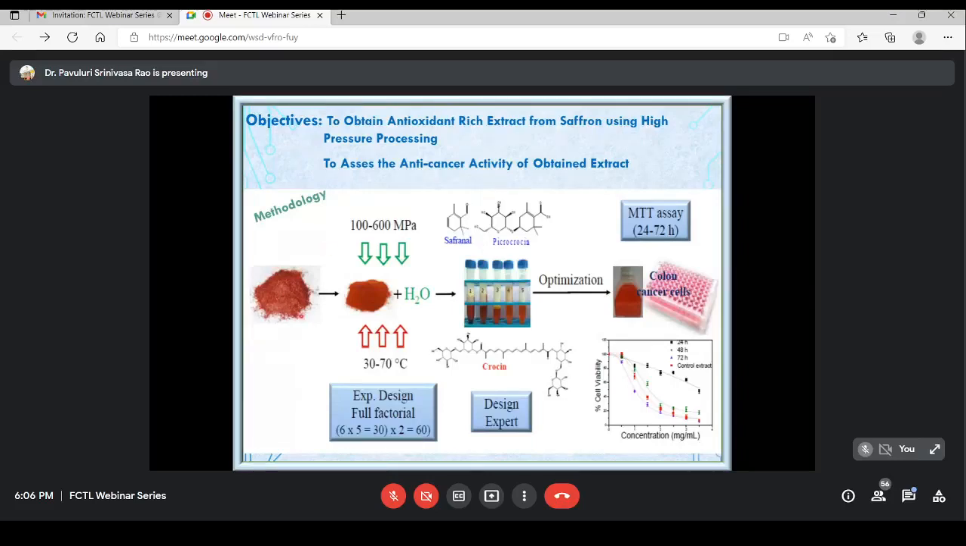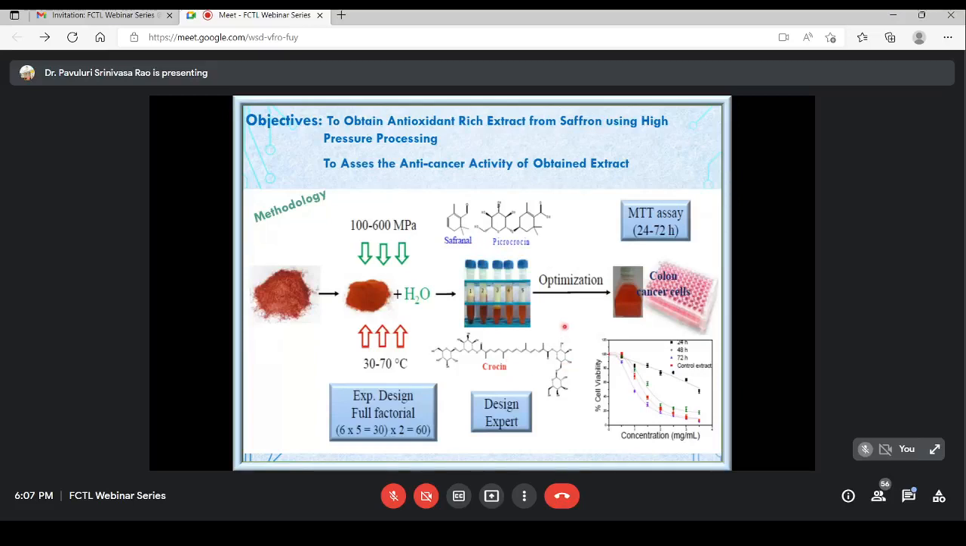So there, the saffron was ground at a low temperature. Then this powder was subjected to 100 to 600 megapascal and 30 to 70 degrees centigrade. It's a water extraction, basically. The extract that we obtained contains safranal, picrocrocin and crocin. However, depending upon the temperature and pressure combination, this composition varied. So the optimization has been done for better retention of safranal and crocin.